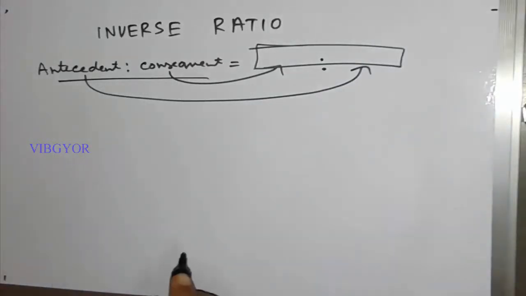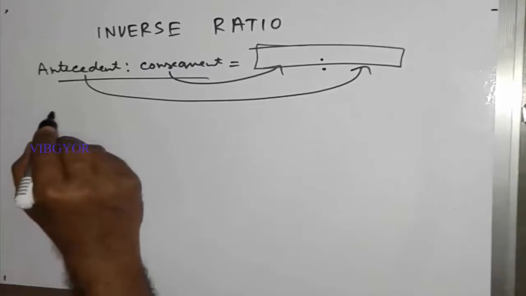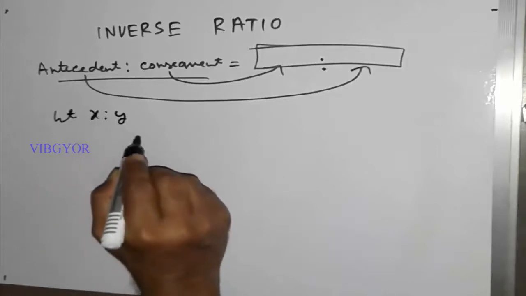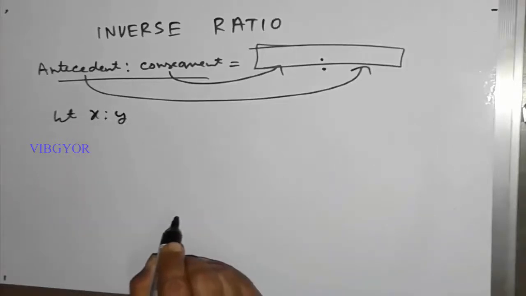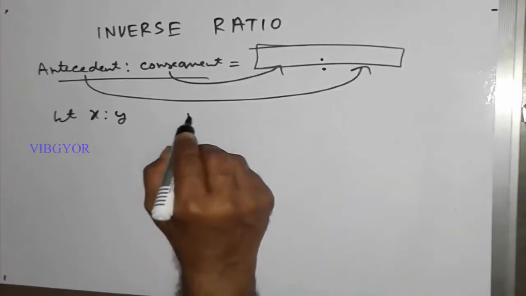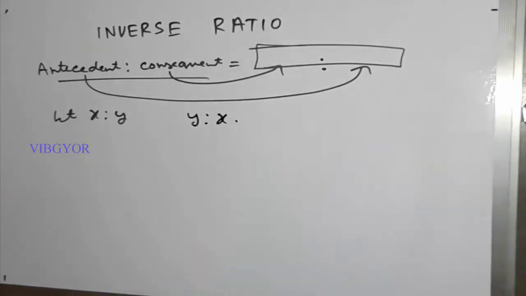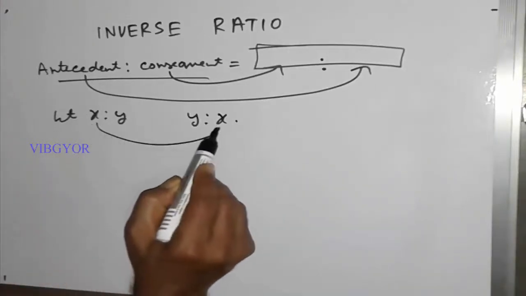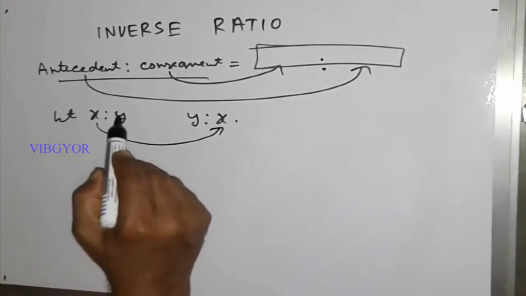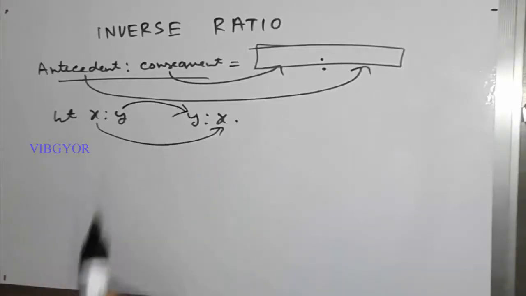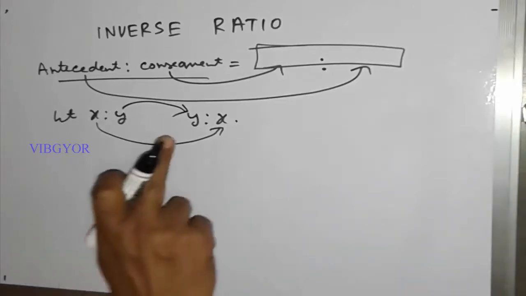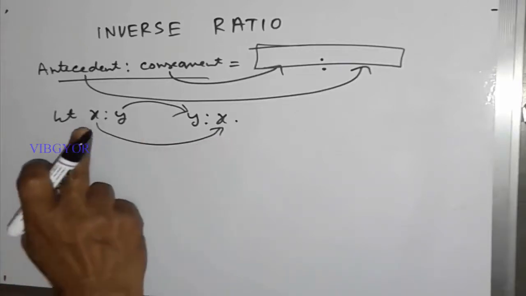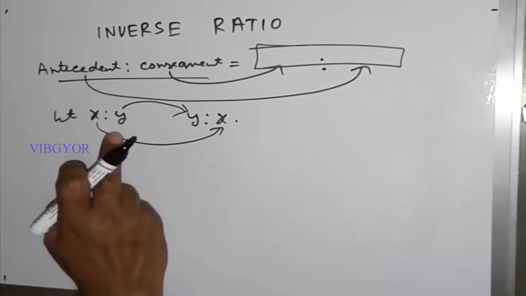As an example, let x is to y be a ratio. Now if we compare it with the ratio y is to x, here we can see that the antecedent of the first ratio becomes the consequent of the second ratio, and the consequent of the first ratio becomes the antecedent of the second ratio. Therefore y is to x will be called the inverse ratio or reciprocal of x is to y.